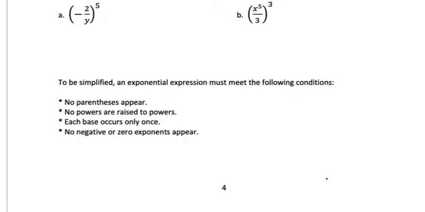Lastly, here we have a summary. To be considered simplified, these are the things that we need to look for. First of all, if there are any parentheses, we need to get rid of them, usually by distributing an exponent or multiplying things out. We don't want to have powers raised to powers, so we need to take care of that. Each base should occur only once, so we need to combine things together. And we don't want to have zero or negative exponents. So that's the end of this video.